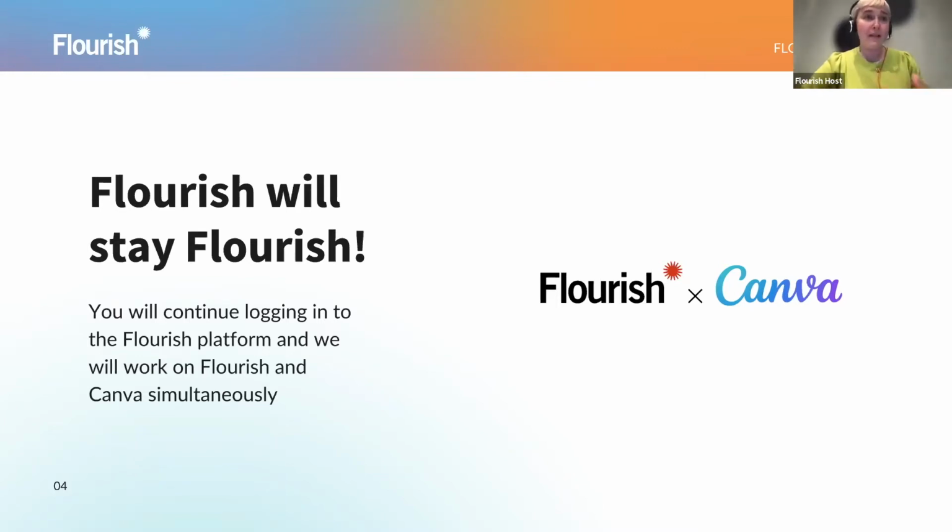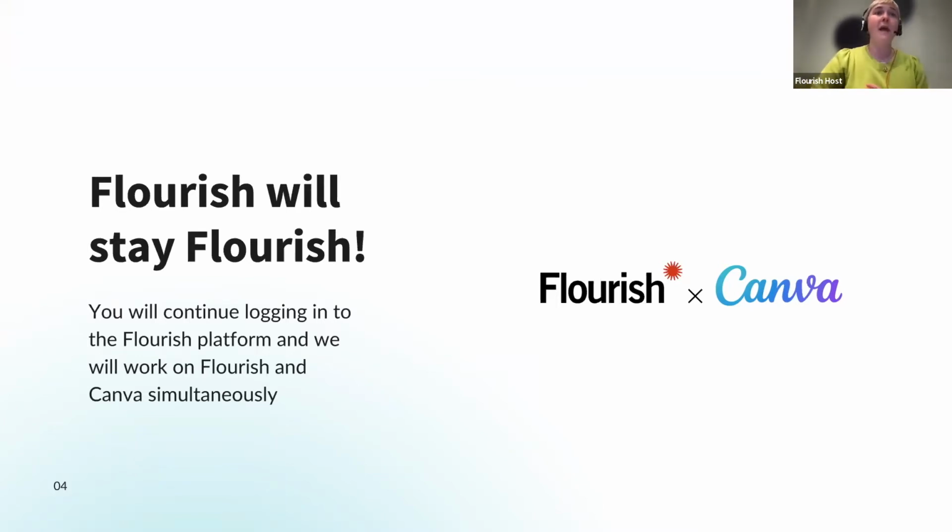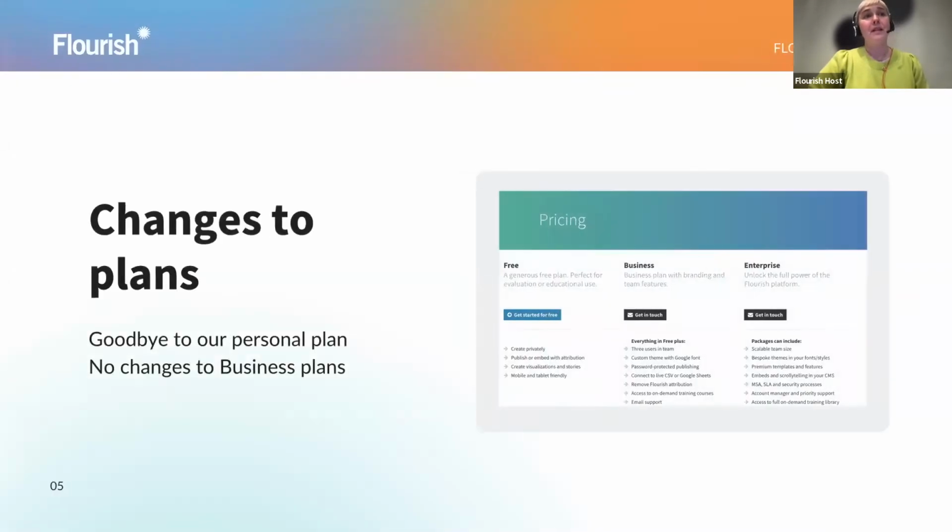So that means the platform will stay the same, but also our plans, some of them will stay the same. Our business plans are not changing at all. So as I already mentioned, if you're on a business plan, your customer success team and our commercial team are staying entirely separate from the whole Canva universe. We also still have our own business and enterprise plans, and that won't change for now.